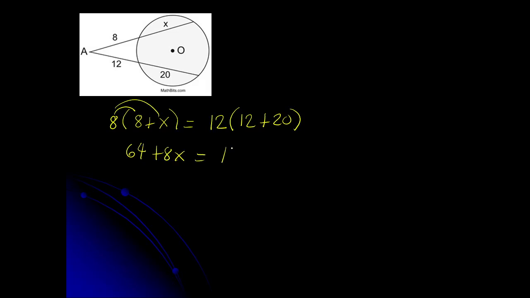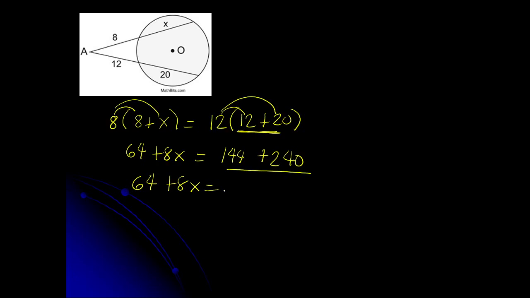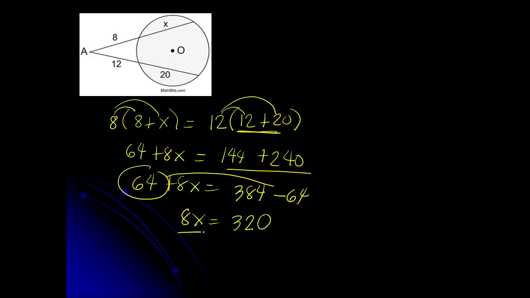This is now 144 plus 240. Okay. And we have 64 plus 8x. That is how much? 384. And transposing this, it becomes minus 64. So, 8x equals 320. Dividing both sides by 8, what is x? 40. Okay? Let's go back to where we stopped to solve. This one.